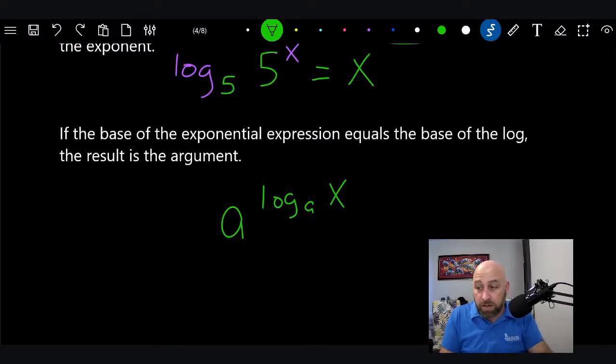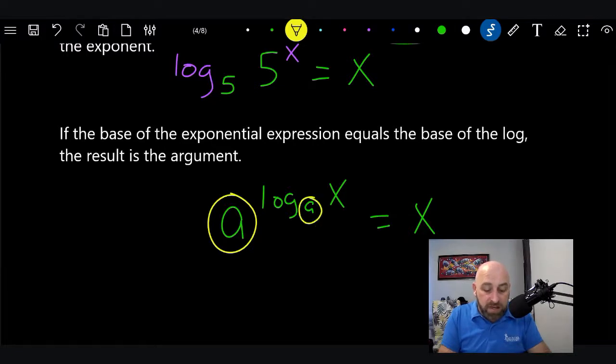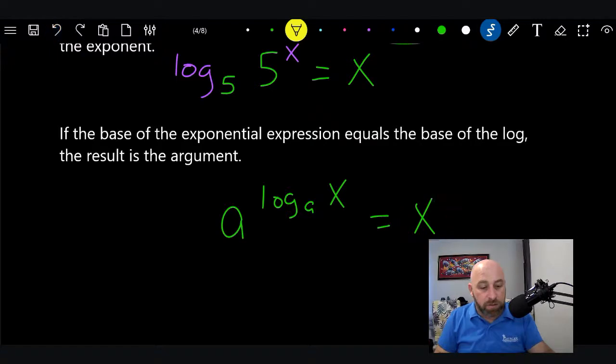That's what it's talking about here, and that's going to equal the argument of the log expression, so that's going to equal x. So what has to be the same? This base has to be the same as the log base, and if that's true, then it equals the argument, which in this case is x. All right, so look through those. Again, that's on page 355.